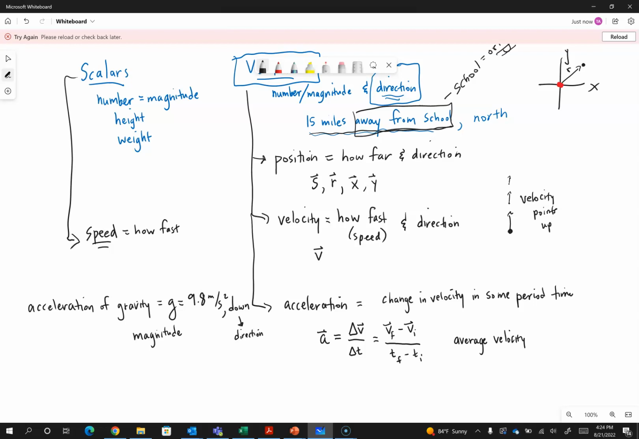So acceleration, we can talk about just the numerical value of it, or we can talk about the numerical value and the direction. When it comes to solving problems and getting numerical answers for motion, we have to have the direction and understand the direction that things point in. So we're going to be talking about that as we go along.